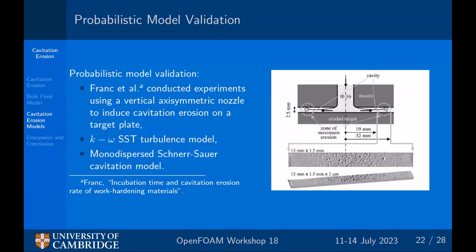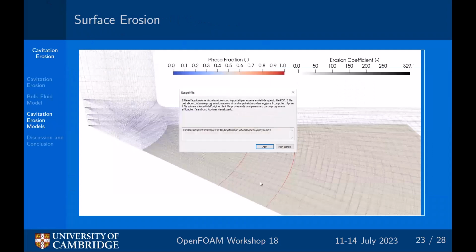The model is validated on an axisymmetric geometry. Basically, it's a vertical pipe that goes onto a plate, and you would have cavitation around the edges, which would erode the surface 20 to 30 millimeters from the center. This is validated on a well-used k-omega SST turbulence model. It's considered non-dispersed, so everything prior to this is very well validated. The idea is to just validate the erosion model. So these are the results.